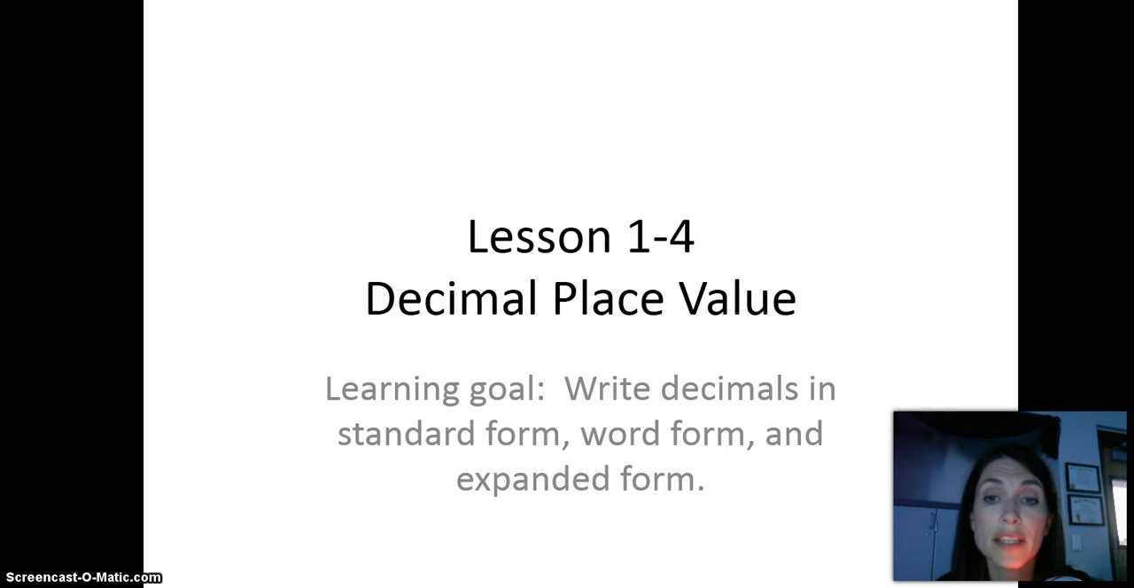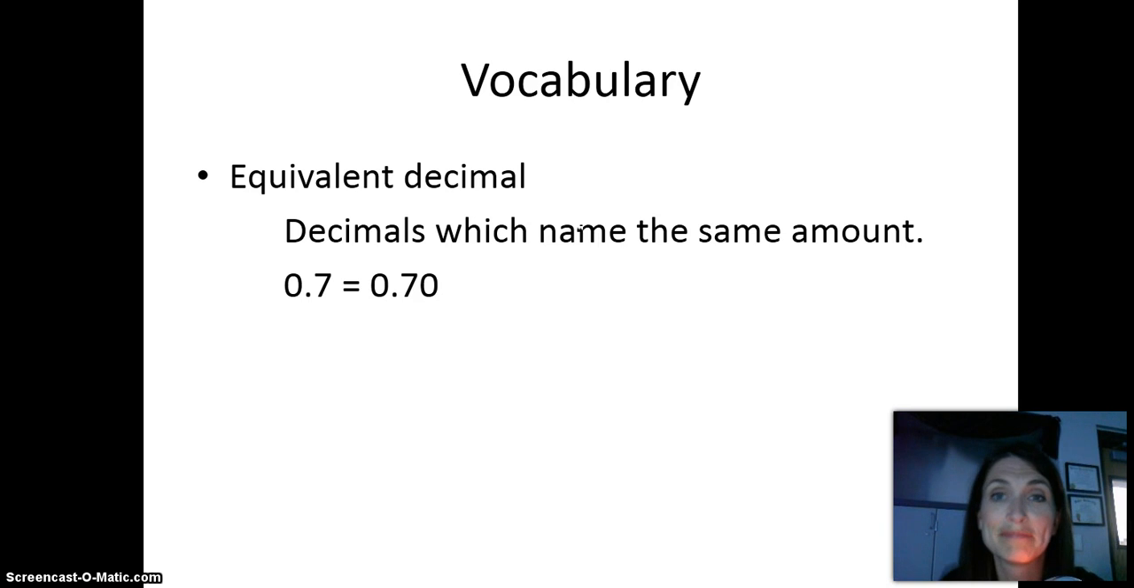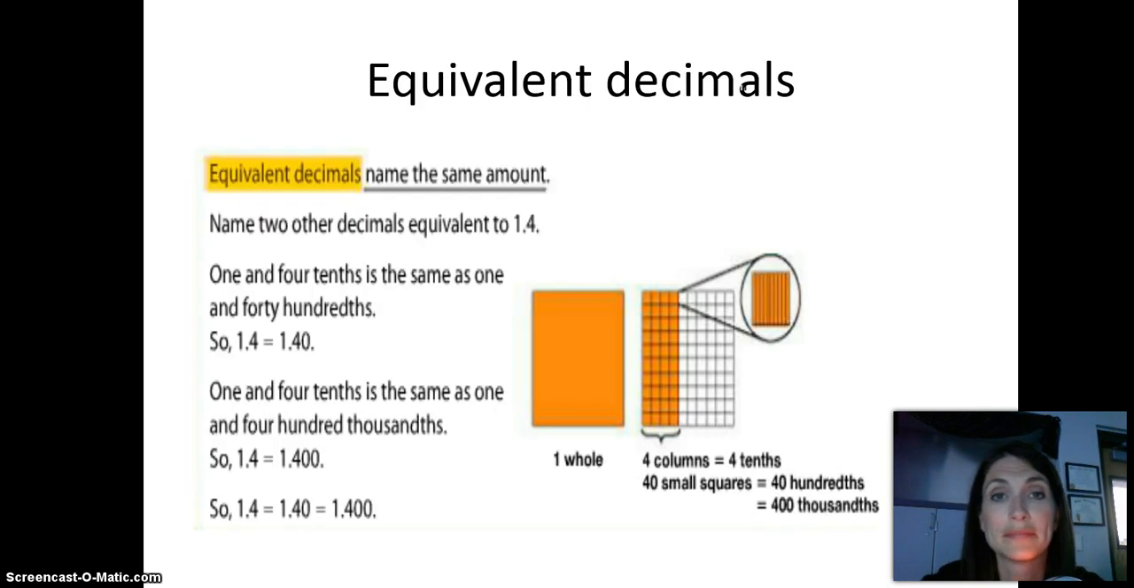Our learning goal today is to write decimals in standard form, word form, and expanded form. Our vocabulary term is equivalent decimal. Equivalent decimals are decimals that name the same amount. So for example, 7/10 is equal to 70 hundredths. Equivalent decimals name the same amount.